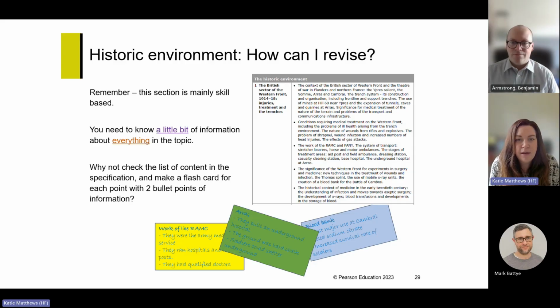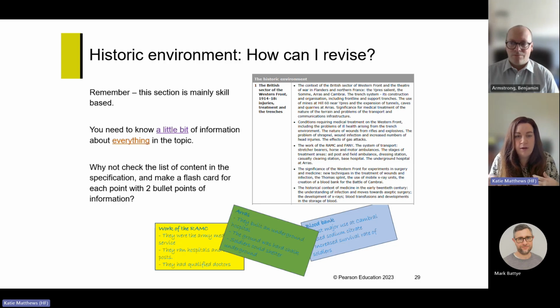You need to know about Flanders and northern France, the Ypres salient. Make sure you know what all of these words mean. And then it especially here picks up on some of the battles, the Battle of the Somme, Arras and Cambrai, making sure you have some general knowledge about each of these different areas of the content.